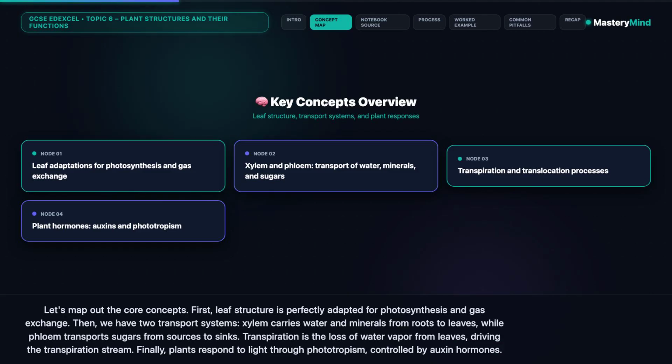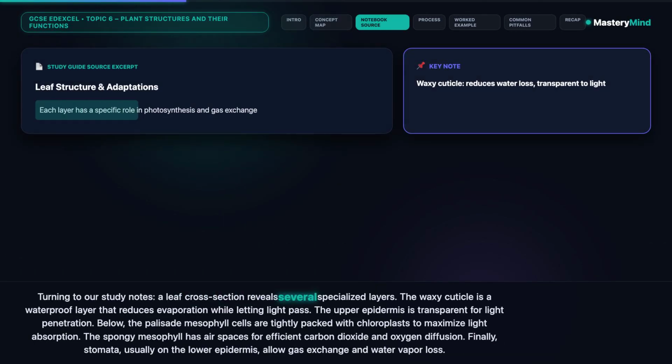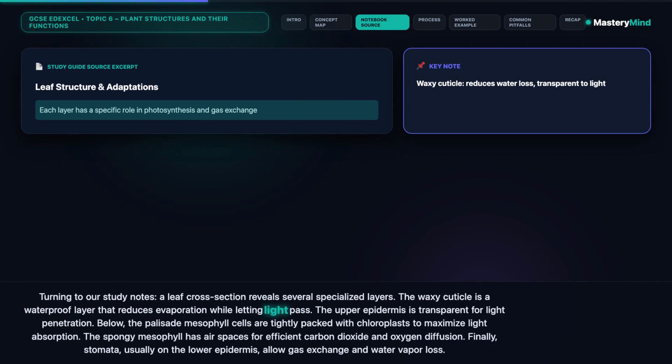Turning to our study notes. A leaf cross-section reveals several specialised layers. The waxy cuticle is a waterproof layer that reduces evaporation while letting light pass. The upper epidermis is transparent for light penetration. Below, the palisade mesophyll cells are tightly packed with chloroplasts to maximise light absorption. The spongy mesophyll has air spaces for efficient carbon dioxide and oxygen diffusion. Finally, stomata, usually on the lower epidermis, allow gas exchange and water vapour loss.